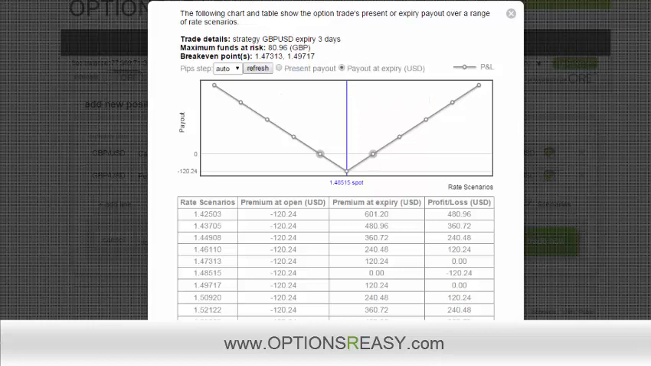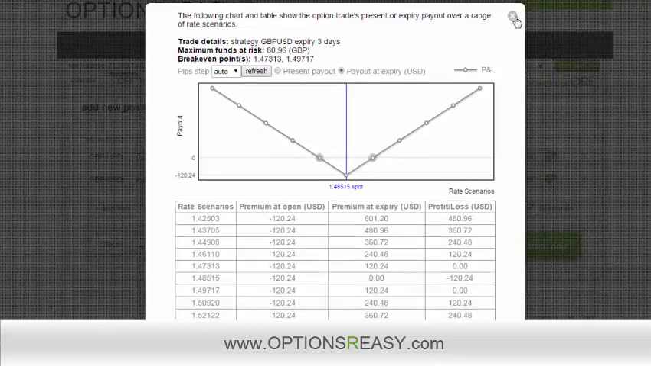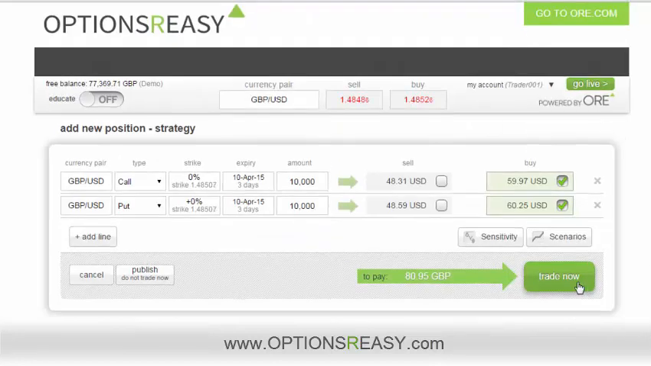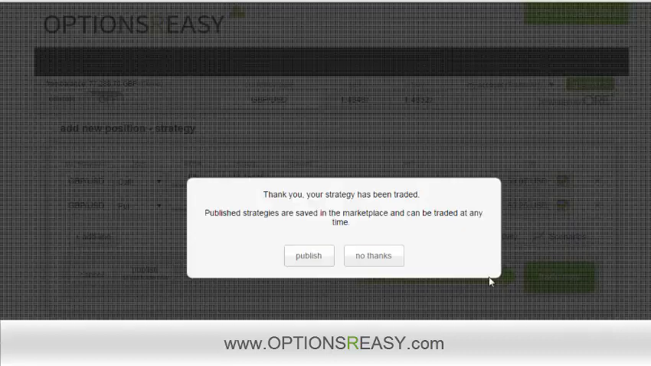Now, if you're happy with the strategy and your potential payout, you close the scenario tool and you click Trade Now. Whenever you open a strategy, you'll be asked if you want to publish it in a strategy's marketplace. For now, we'll choose No Thanks, as we'll cover this in later lessons.